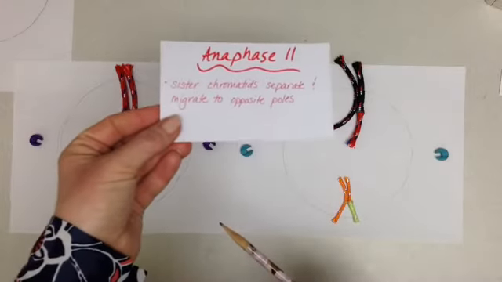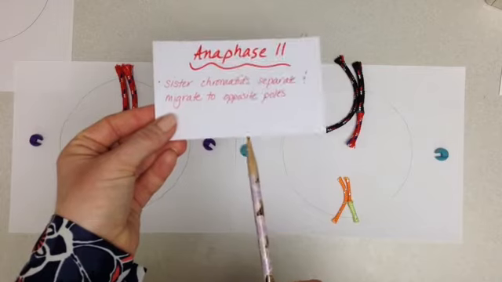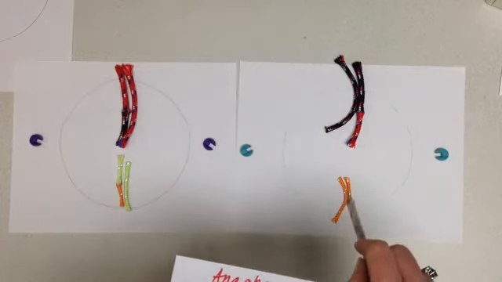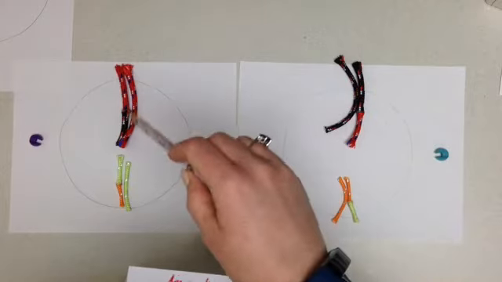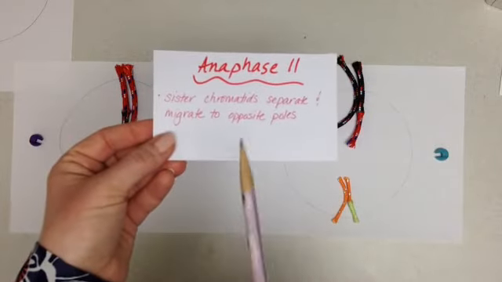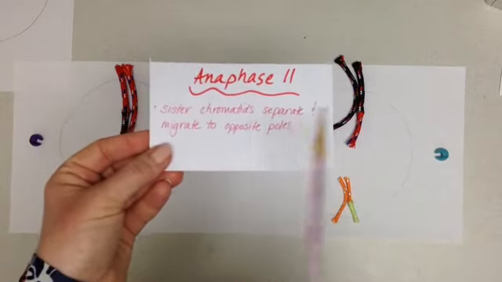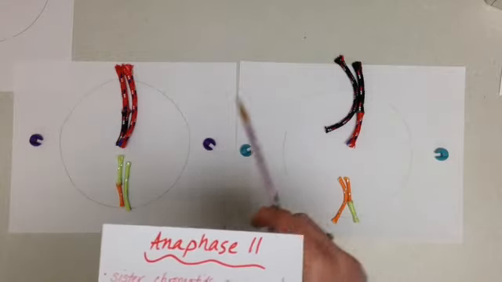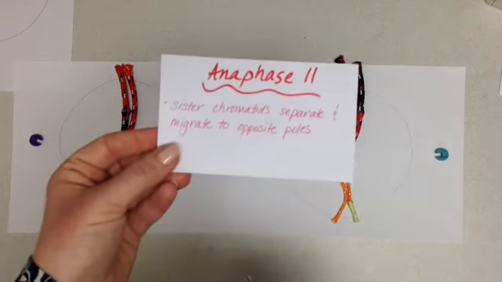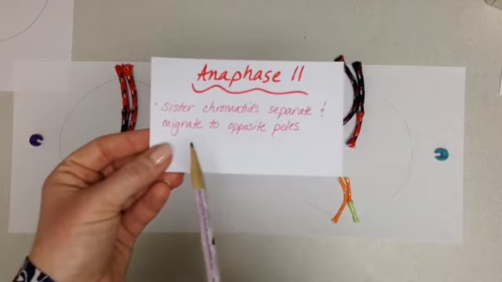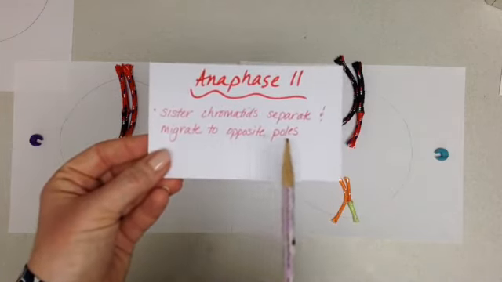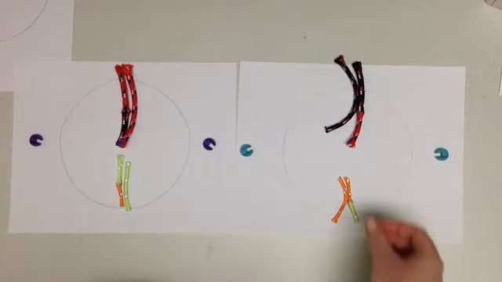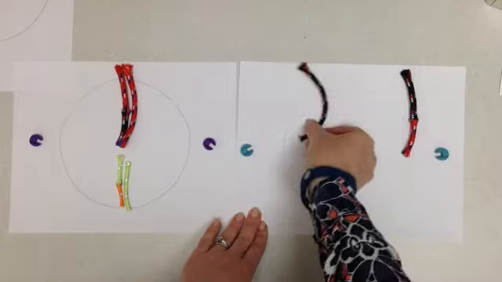So now, as we go into anaphase 2, our sister chromatids are going to be separated. So that cohesin that's been holding these sister chromatids together is going to get cut and allow the chromatids to separate. Now we are going to see these sister chromatids for the first time become individual chromosomes. And those individual chromosomes are going to migrate to their opposing poles. So that would look something like this.